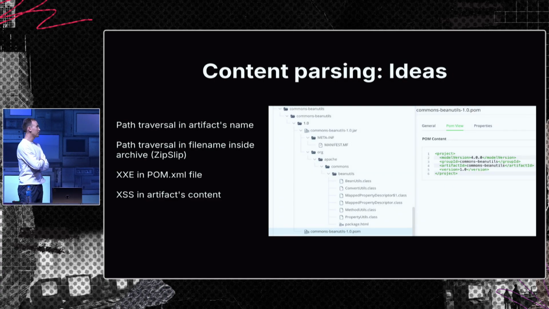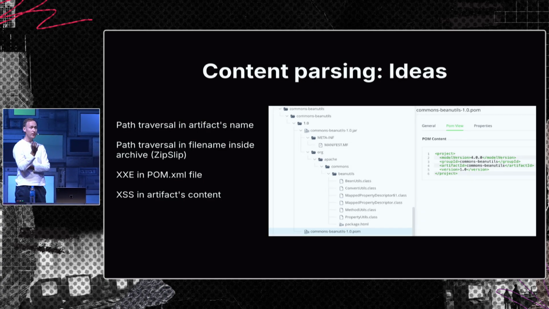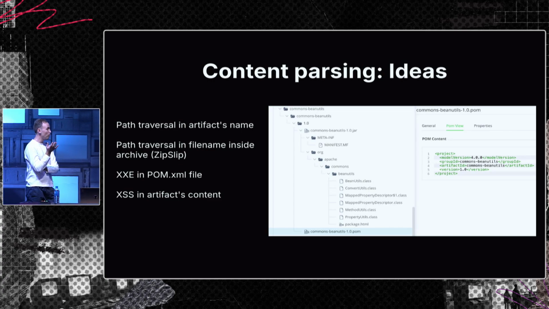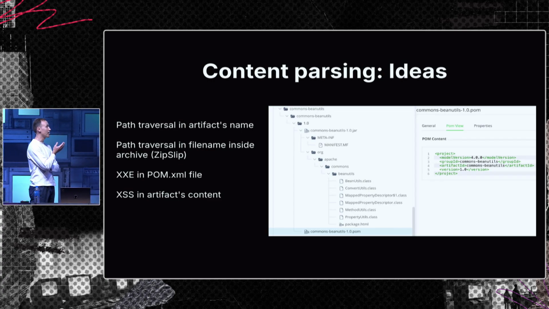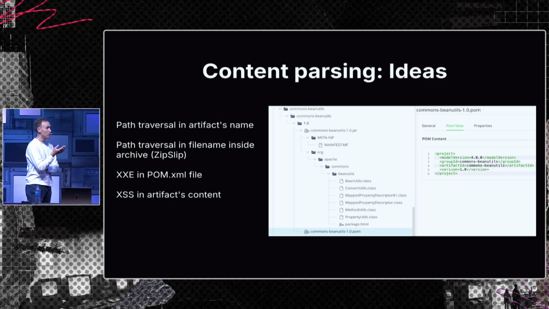So when I saw this opportunity, I immediately thought that, well, these are archives. We can upload them to Maven Central and then pull them to the internal repository. So we can probably use a path traversal in the artifact names. We can probably perform a zip slip attack when the archives are expanded. I really wanted to try XXE in POM.XML as well, and some XSS vulnerabilities, because the same content of artifacts is rendered in the admin console.